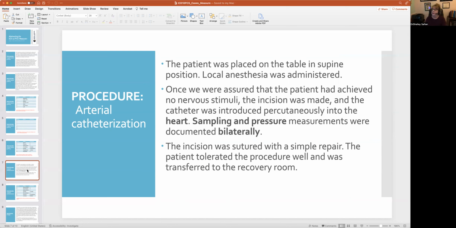Okay, so the patient was placed on the table in supine position, facing upward. Local anesthesia was administered. Once we were assured that the patient had achieved no nervous stimuli, so they did local anesthesia, right? Just where the incision is going to be made. The incision was made, it's not on the hand though. It's on a place where I cannot politely show you. It's most likely going to be on the inner femoral, going to the femoral artery. Okay. The incision was made and the catheter was introduced percutaneously through the skin into the heart.